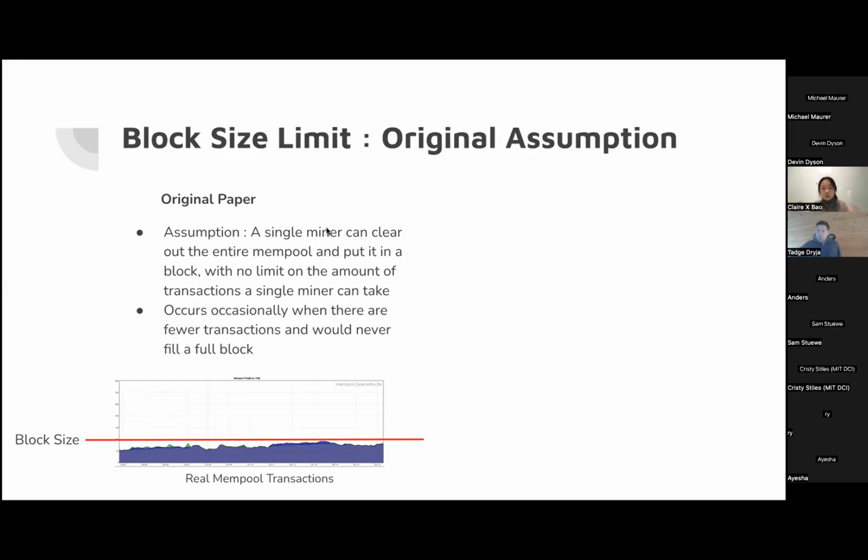The original paper assumed that a single miner could clear out the entire mempool, putting all the available transactions in the block with no limit on the amount that they could use to build a block. In a way, this does occur occasionally when there's a low volume of transactions, because the total number of transactions in the mempool is so small that it would never actually fill a full block. So the block size, as enforced by the blockchain, is irrelevant for the purposes of the paper.